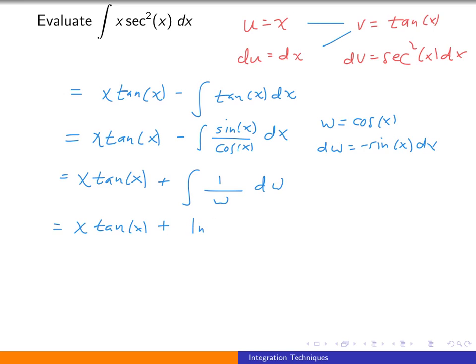So x tangent x plus the natural log of w plus c, and our last step is to resubstitute back in. So w is simply cosine of x.